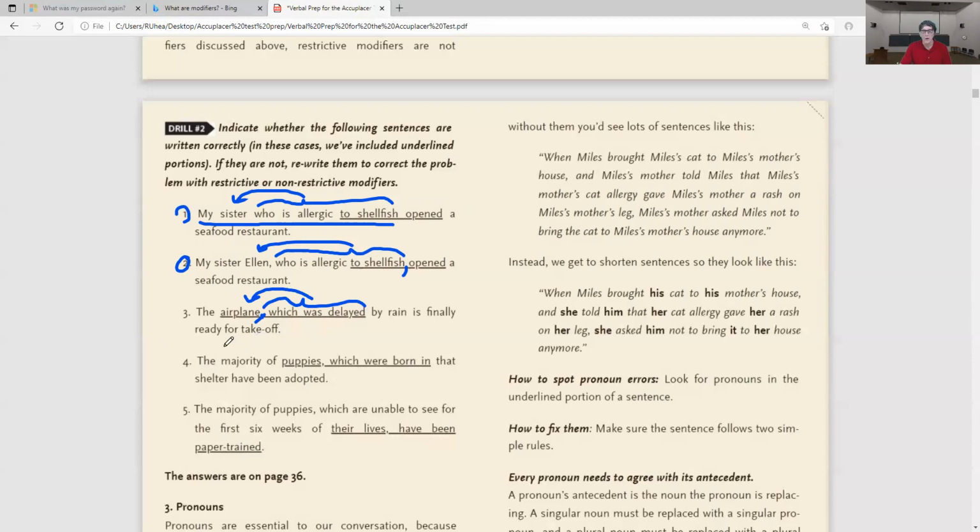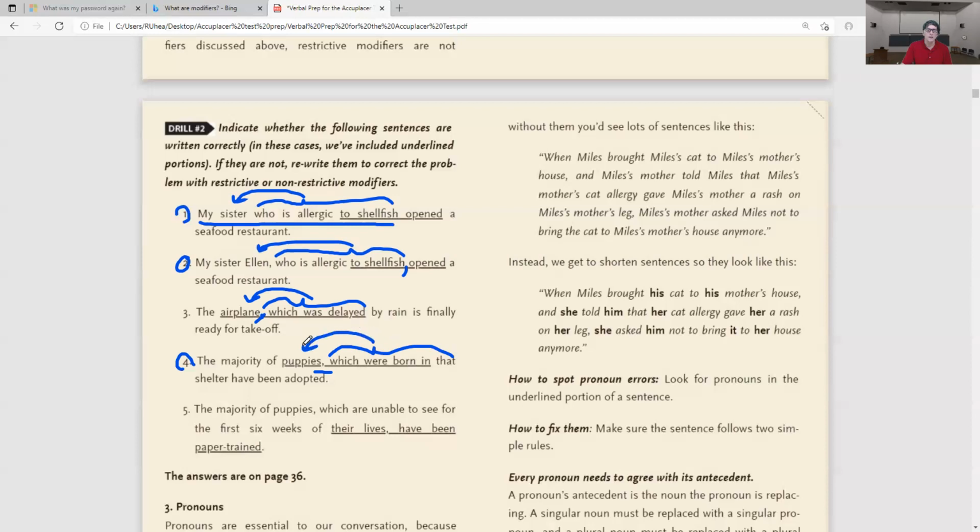Now we get to number 4. Number 4, the majority of puppies which were born in its shelter have been adopted. Again, the underlined part is the part in question. The majority of puppies which were born in its shelter have been adopted. The best way to understand this is it's the majority of puppies, and the ones that were born in that shelter. So it's the majority of puppies. It's essential information. The majority of puppies that were born in its shelter.